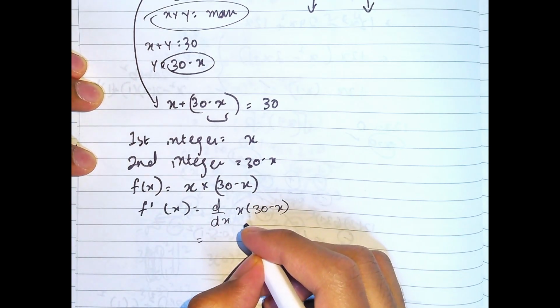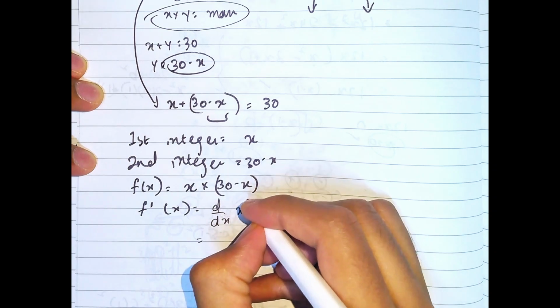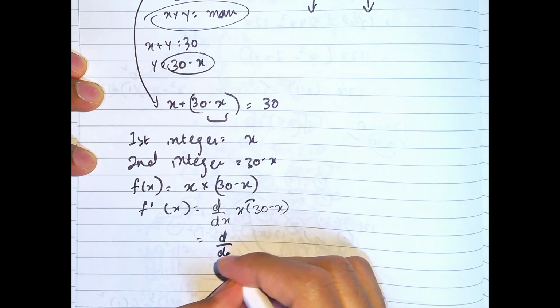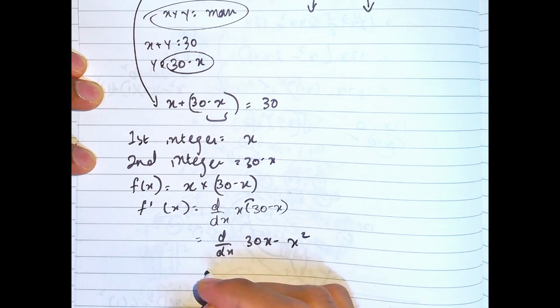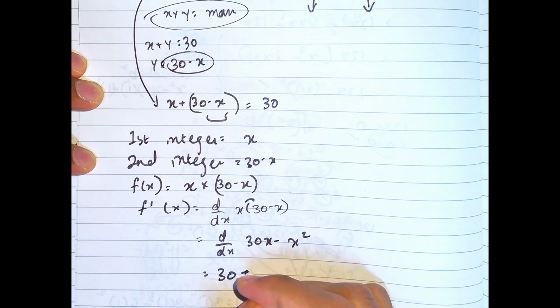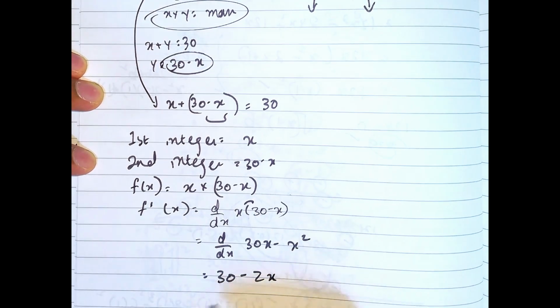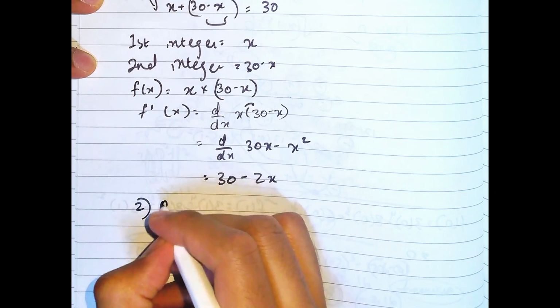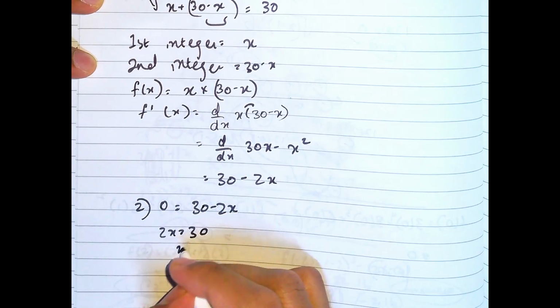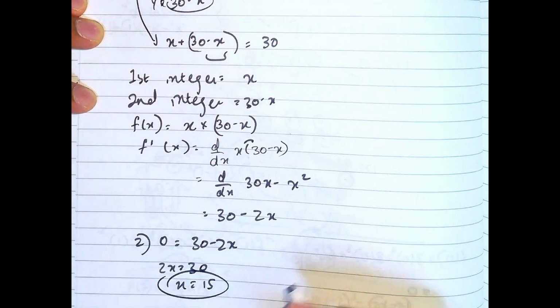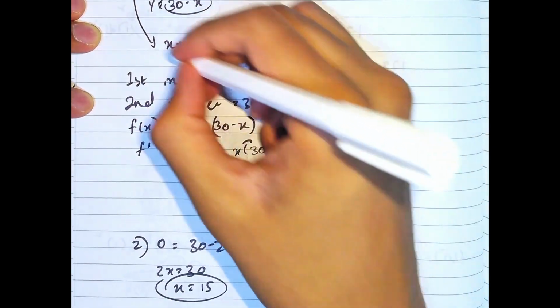We can use the product rule, or we can actually multiply this x, then it will be much simpler. So we have 30x minus x multiplied by x, which is x squared. The derivative of 30x will be 30, minus the derivative of x squared, which is 2x. Now we can set it equal to 0 as a second step. 30 minus 2x equals 0, so 2x will be equal to 30 and x will be equal to 15. So we have the value of x as 15.